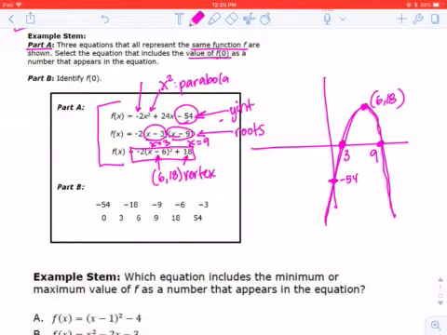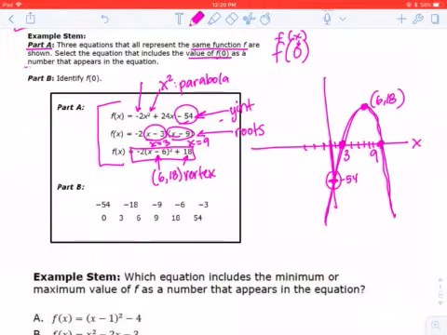So it says, select the equation that includes the value of f of 0 as a number that appears in the equation. So f of 0 means, remember that this is like f of x, right? That means that x is 0. So where x is 0, so if I'm thinking about my x-axis, I have x equals 1, 2, 3, 4, 5, 6, 7, 8, 9, etc. Negative 1, negative 2, negative 3. X is 0 is right here, right in the center. So where my function is when x equals 0, is at negative 54.